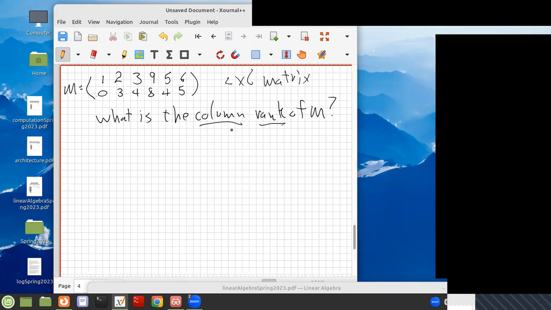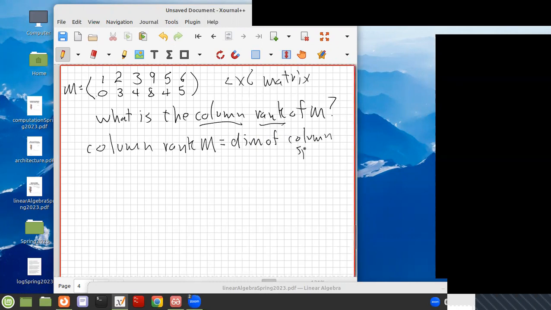And so you have to remember what the column rank is. The column rank of any matrix equals the dimension of the column space. So that at least reduces the question. You know what a dimension is, right? It's the number of vectors in the basis of the column space.